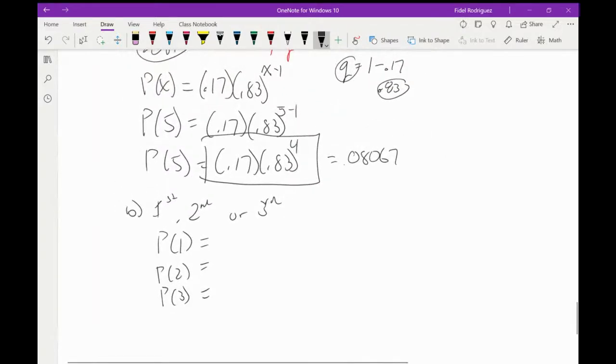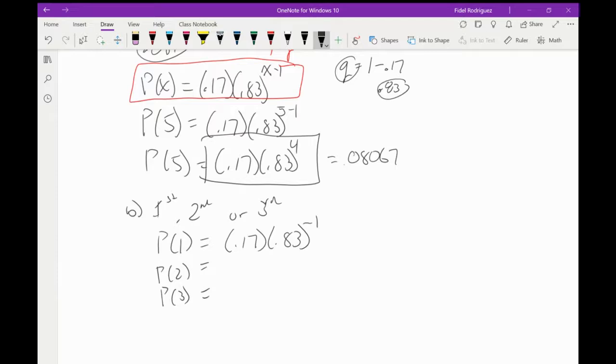Okay. So remember, this is my basic formula right here. Okay. So look what I'm going to do for number 1. I'm going to put 0.17 times 0.83 to the power 1 minus 1. 0.17 times 0.83 to the power 2 minus 1. And 0.17 times 0.83 to the power 3 minus 1.